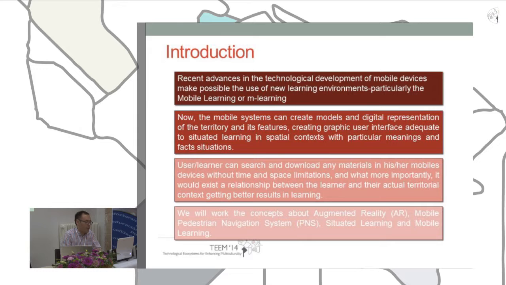Another thing is very important. The learner can search and download any materials on his or her mobile device without time and space limitations. And more importantly, there would exist a relationship between the learner and the actual territory context, getting better results in the learning process. In this work, the concepts of augmented reality, mobile and pedestrian navigation systems, situated learning, and mobile learning are the focus.